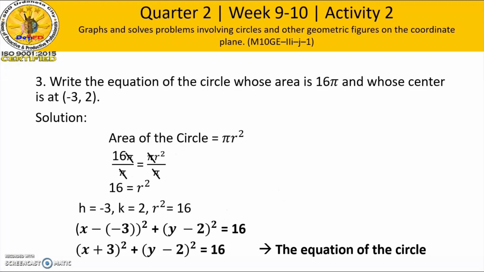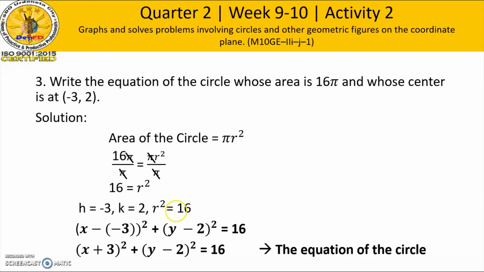Number 3. Write the equation of the circle whose area is 16 pi and whose center is at (-3, 2). So the solution: we have the area of the circle as pi r squared. The given area is equal to 16 pi. By equating the two, we have 16 pi equal to pi r squared. Dividing both sides by pi, we have 16 is equal to r squared. So our r is equal to the square root of 16.